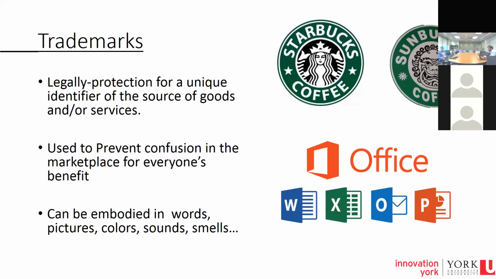It's very common to just have word marks, just the name itself, which protects that combination of letters and/or the graphic use of it. So if you look at the Microsoft Office, that's a very particular font with that particular capitalization. All of those icons are very clear representations of what the programs are, and you can identify them off the bat.